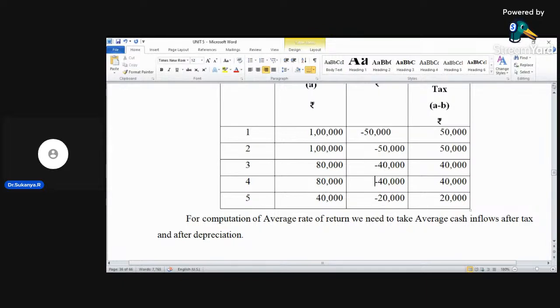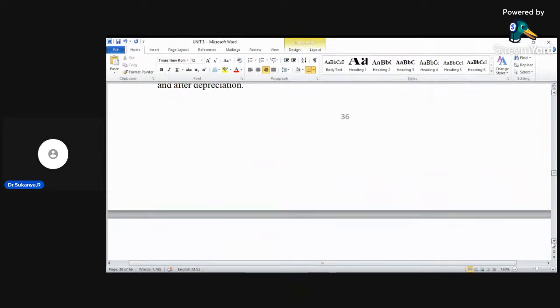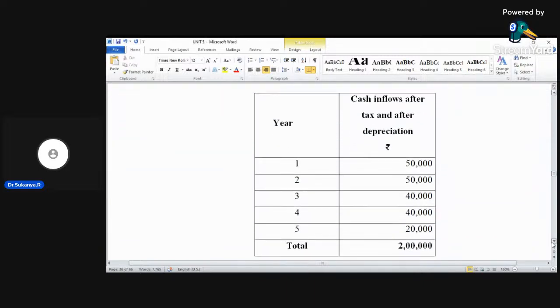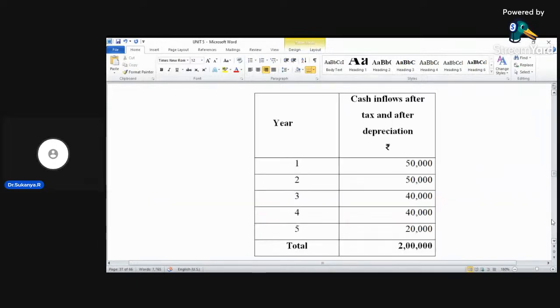Now the next step. After doing this, this is the one which you will get. Now, after subtracting whatever you got here, that is 50,000, 50,000, 40,000, 40,000, and 20,000, these are the cash inflows after tax and after depreciation. So, dear students, after making the required alterations, you will be getting the years as well as the cash inflows after depreciation and after tax.